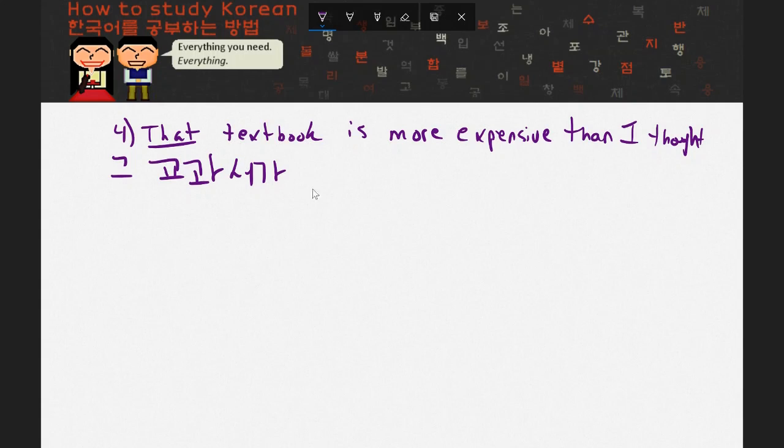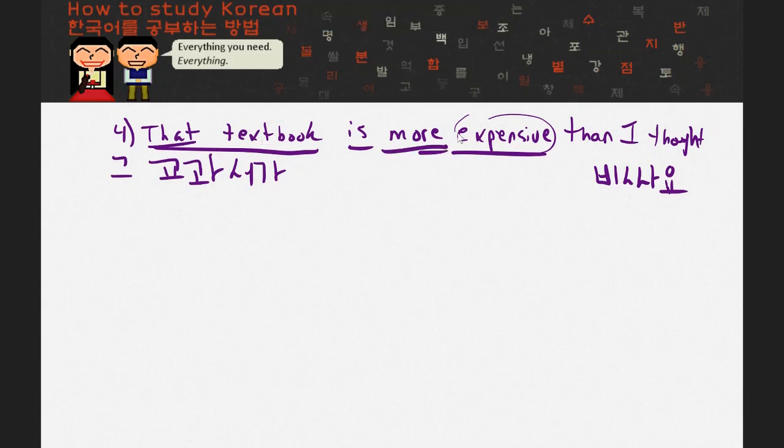Now, if I just want to indicate that the textbook is expensive, what I want to do is use the adjective to be expensive, and I'll put that at the very end of the sentence. 비싸다, and obviously I'm not going to use the dictionary form, but I'll use the informal high respect form. So it says 비싸요. Now that sentence just says that textbook is expensive. I want to indicate that it's more expensive. So I can write that by putting the word, of course, as we saw before, more. In English, I don't say that textbook is expensiver than I thought. In this case, you actually do use the word more. So I'm going to put 더 here, as we saw in all the previous 3 sentences.